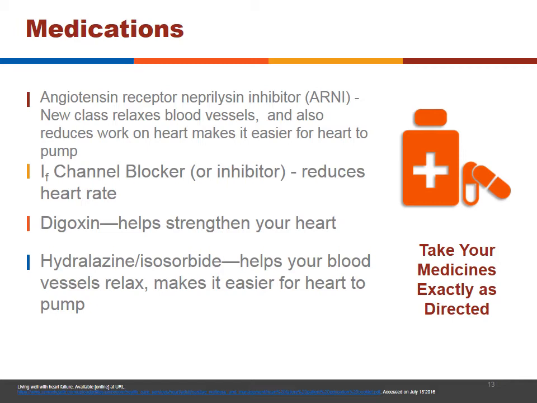Digoxin helps strengthen our heart, and also isosorbide and hydralazine help your blood vessels relax, making it easier for the heart to pump. What I have discussed about angina, this part also applies. Isosorbide mononitrate is usually famous in the market. So these are basically the medications for helping the heart to pump.